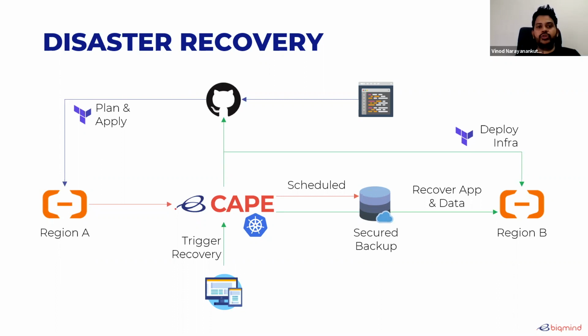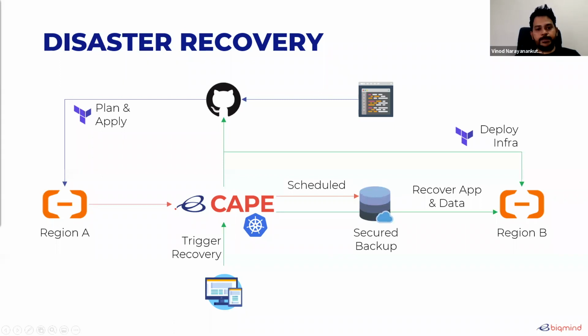Now that you have Terraform, you can easily automate the infrastructure deployment on a new region. And you can be very confident that the end state will be the same as the primary. And so once the secondary region has been deployed, you can then go and recover your applications to the region.